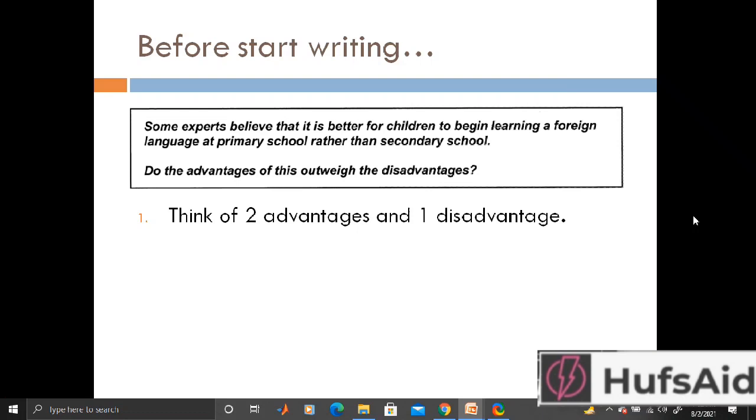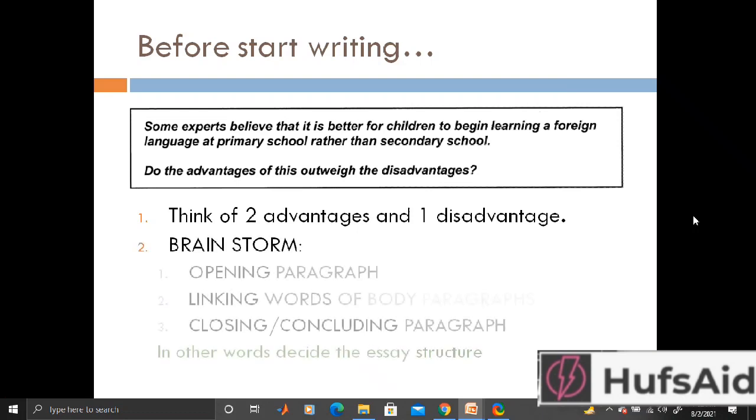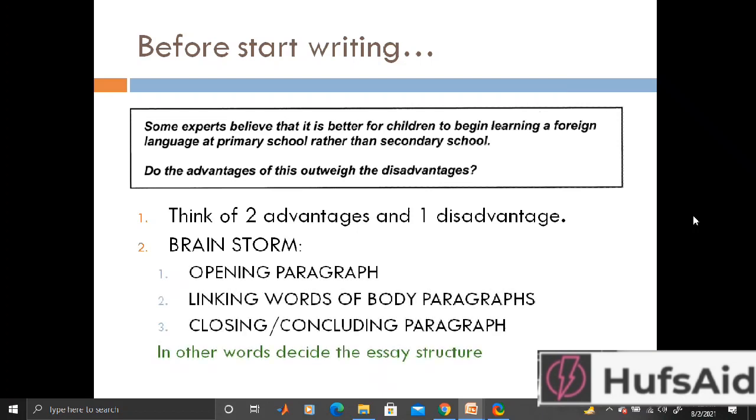So the next step is brainstorming, and before I write, I need to brainstorm the opening paragraph and then the linking words of body paragraph and closing or concluding paragraph. In other words, I need to decide the whole structure of the essay. And for the closing paragraph or concluding paragraph, I don't brainstorm it. If I have brainstormed the opening paragraph, I can simply paraphrase the opening paragraph.